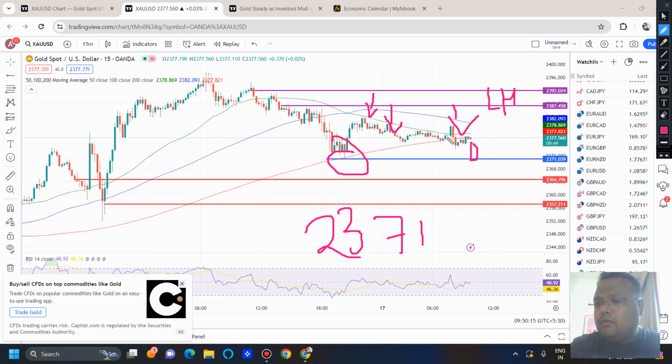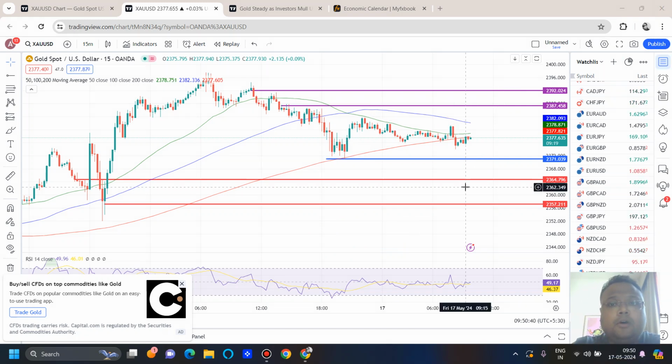But volume will play an important role. Right now we do not have volume, so during the Asian session maybe it will not be able to break it, but by the European session and US session, if volume comes, the market will break 2371 and you can look for a sell around this area, or you can look for a sell below 2371, the 2370 area. How much can you expect? You can expect 40 to 50 pips here as well. Keep in mind volume will play a major role.